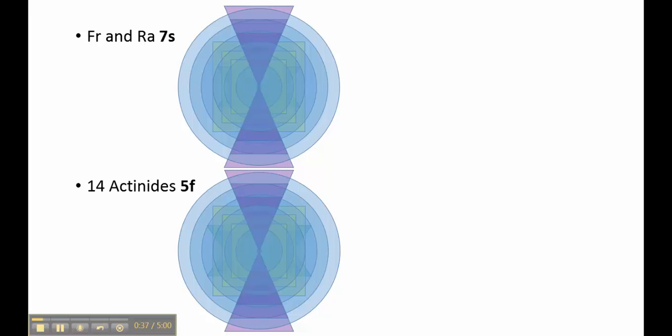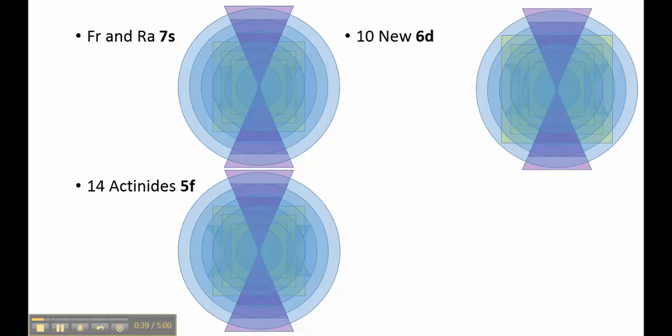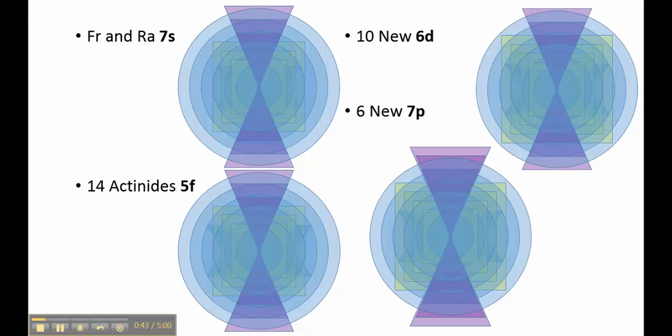The 10 elements represented by the 6d subshell and the 6 for the final 7p subshell have been observed at least once, but are not naturally occurring. Many have not even been named yet. And that completes the seventh period, and it's the last of our 2D images.